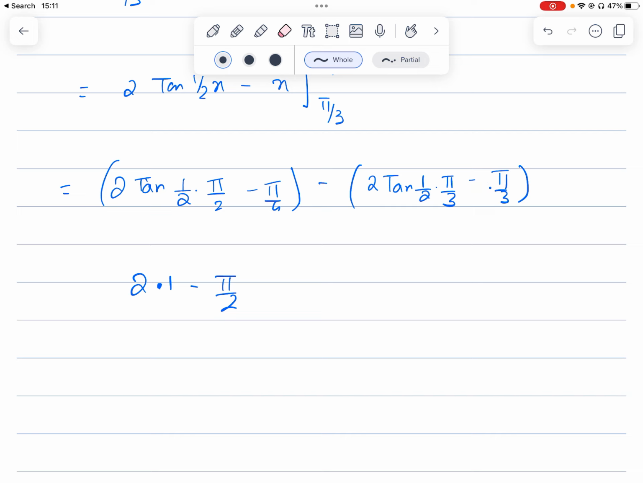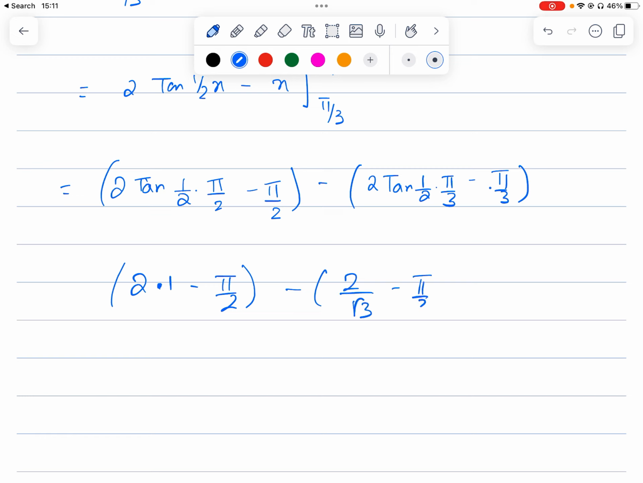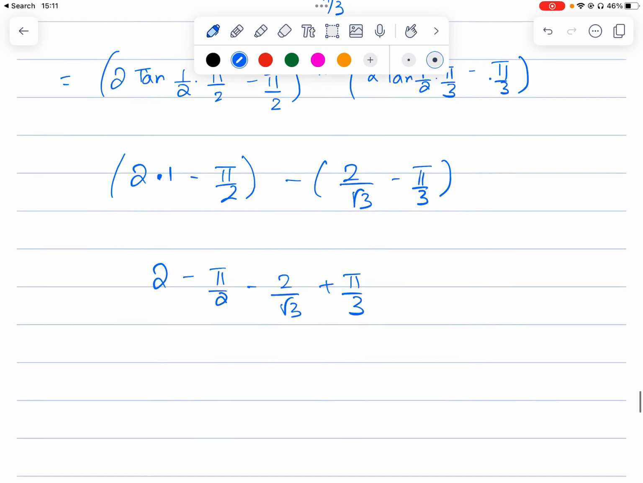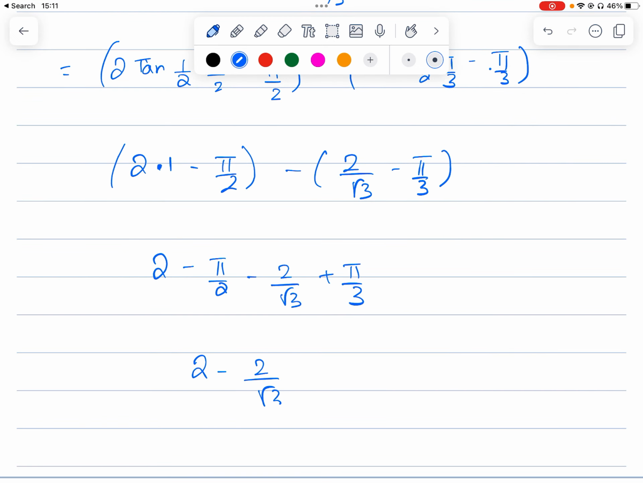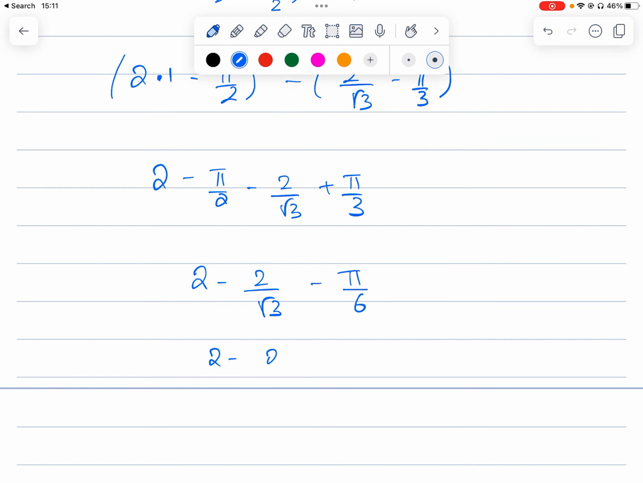So this one was 2 tan pi by 4, which is 2, minus pi by 2, minus 2 times tan of pi by 6. Pi by 6 means 30 degrees, tan is 1 upon root 3, minus pi upon 3. So it becomes 2 minus pi upon 2 minus 2 upon root 3, minus times minus is plus pi upon 3. So 2 minus 2 upon root 3 minus pi by 2 plus pi by 3 is minus pi upon 6. So it becomes 2 minus 2 root 3 upon 3 minus pi upon 6. That's going to be the answer.